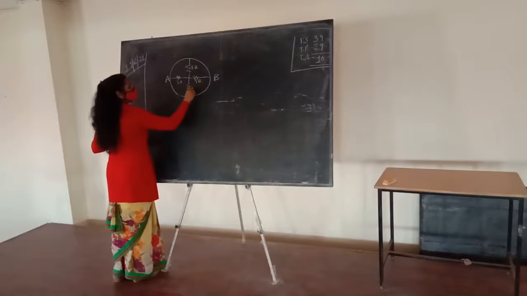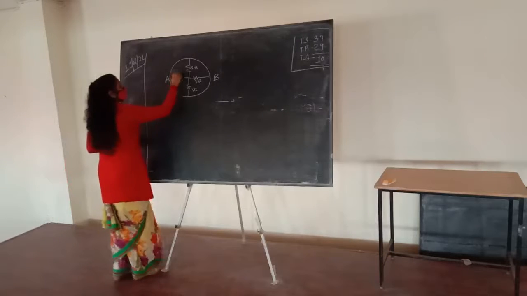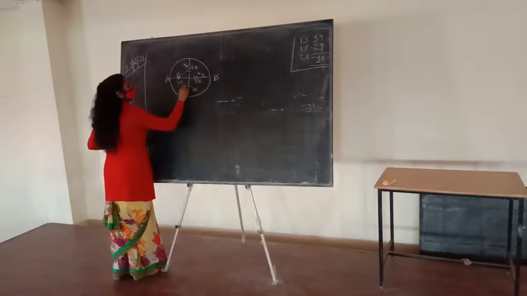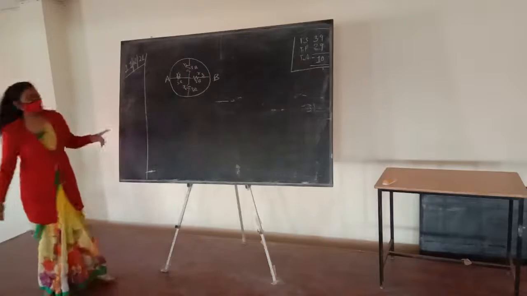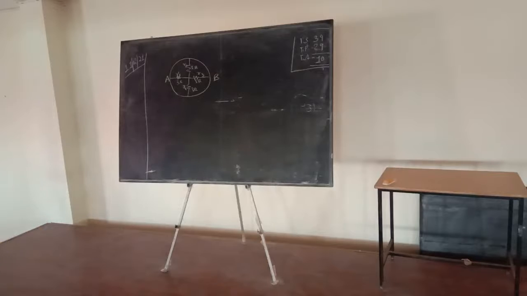I am writing the names like R1, R2, R3, R4. That's why you can easily explain to me. R1, this is R2, R3 and R4. Is it visible? Yes. So R1 and R3 are in series. Which ones are in series? R1 and R3 are in series. Okay. R2 and R4 are also in series.